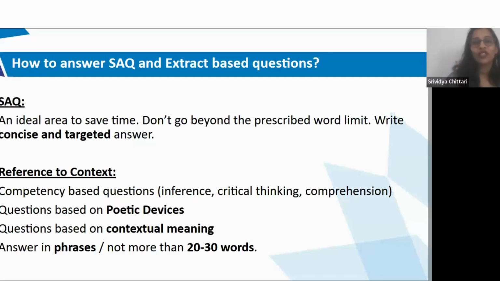Thank you. One last question related to literature: how many chapters can they leave as option from both books? I suggest not to leave any chapters, because for English we don't have any particular blueprint saying the questions come only from this chapter, or this is the percentage of questions. It is not like that. From any chapter you can get any question.